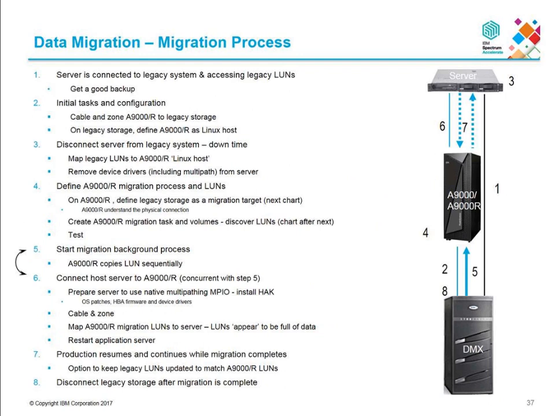And then I can repurpose the legacy storage. I can shred the drives. I can give it to test dev, whatever's appropriate at that point in time. So the only time I take an outage is when I'm moving the server from pointing at the legacy storage to pointing to the A9000. At the tail end, I don't have to take another outage because I just essentially delete that relationship, and I/O continues to run from the server to the 9000.